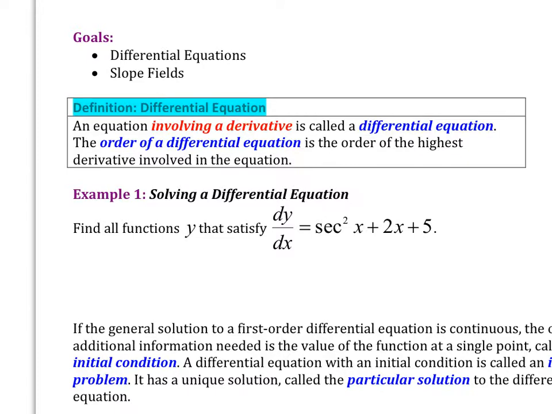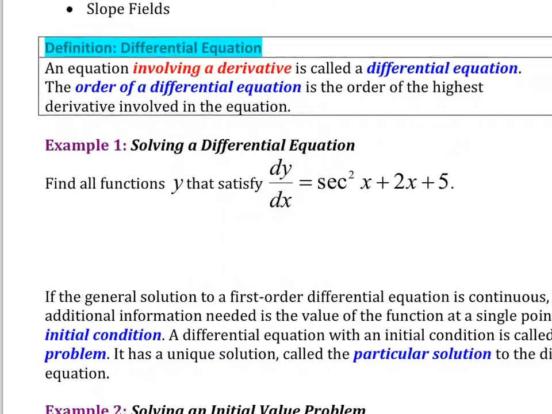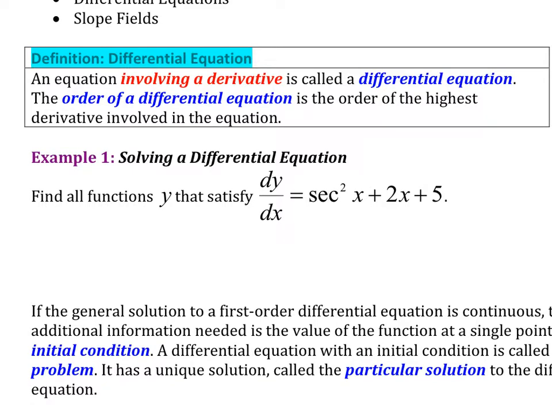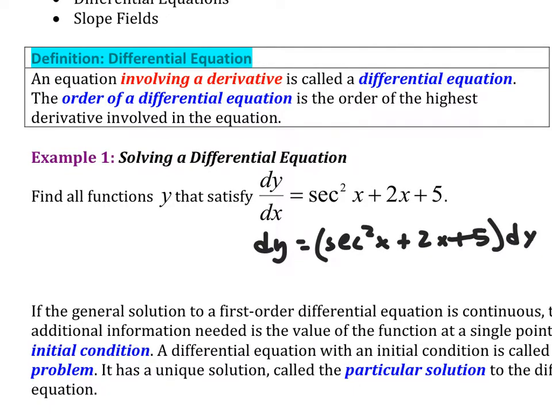So this one, for example, would it be a first order differential equation? Okay, because it's the first derivative. So find all functions y that satisfy this. Okay, so the first thing I would do is I'd multiply both sides by dx. So that'd be secant squared x plus 2x plus 5 and dx. So I'd have dy equals this times dx.